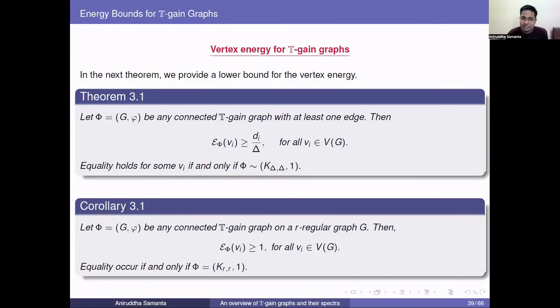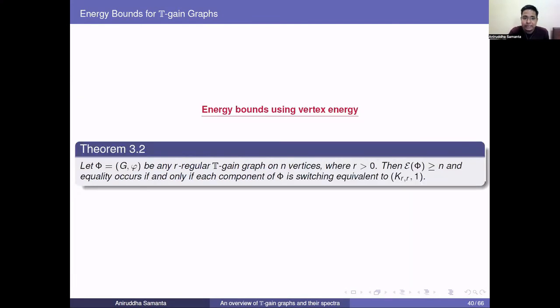Now, if our graph is regular, then it is easy to see that this value will be 1. Therefore, the energy of any vertex is greater than or equal to 1. If we add them all, we get that the energy of a T-gain graph phi is greater than or equal to the number of vertices. Equality occurs if and only if phi is switching equivalent to a balanced complete bipartite graph with the same partition size. The corresponding result for undirected graphs is known in the literature.